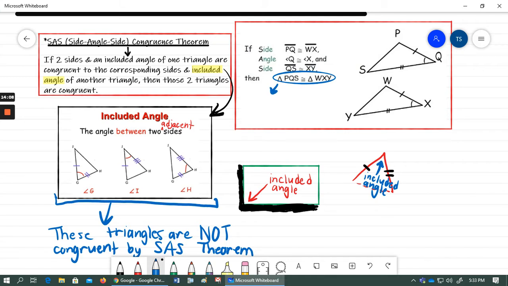And again, folks, I'm going to show you examples of different types of ways that we can use these theorems. And that's what the majority of this video is going to be about and going to be showing you. Alright, so these two are congruent by the side angle side theorem. Alright, now moving on.